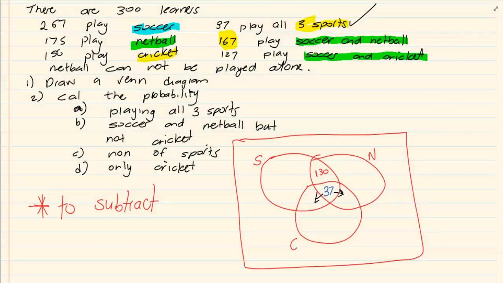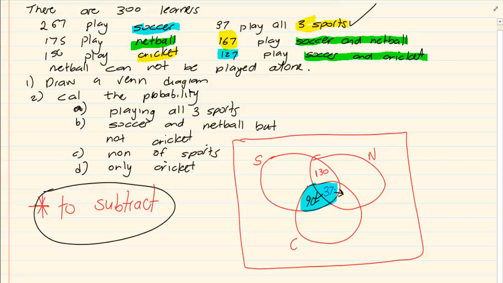Okay, now let's take the next one. Now they tell us 127 play soccer and cricket. So that means I'm talking of this entire area here. Now if I've already got 37, then that would leave me with 90. So remember the important part. Subtract. That is the trick. So he said 127 minus the existing 37 gave me 90.